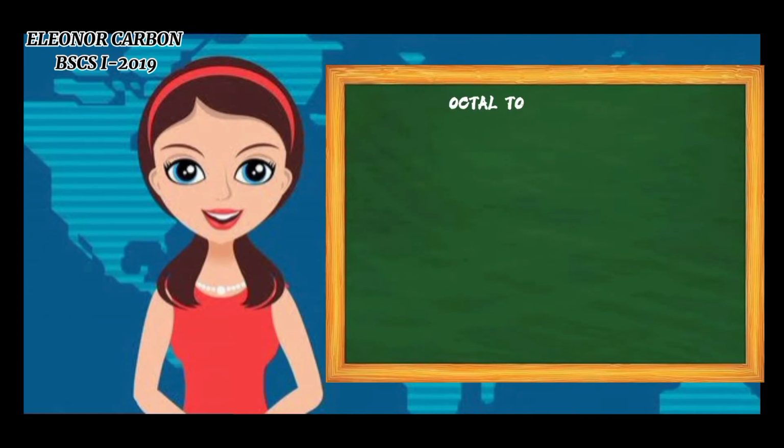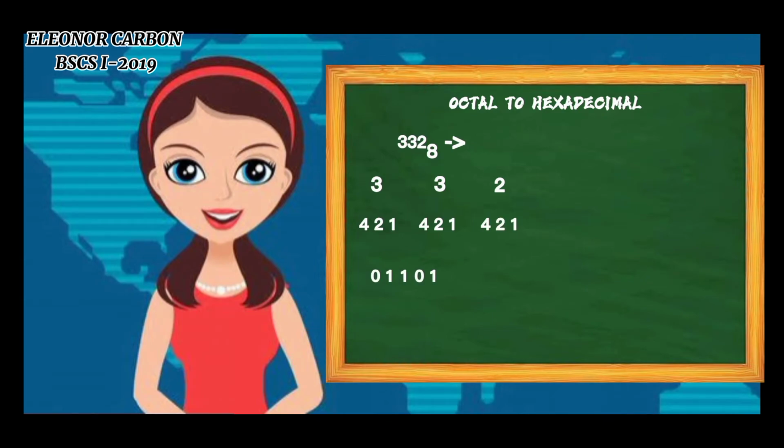So now let's try how to get the octal to hexadecimal. So here we have 332 base 8. So let's separate each number into basically 3 parts. So let's put 4 to 1 each parts. So to get 3, we need to add up 2 and 1. So, di na natin nagamit si 4, so replace natin siya sa 0.